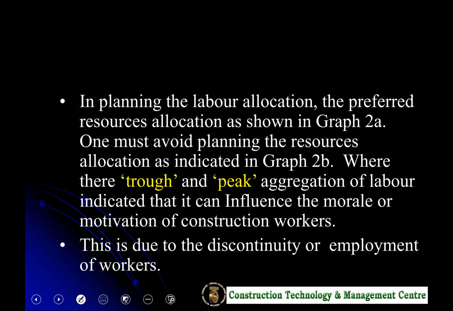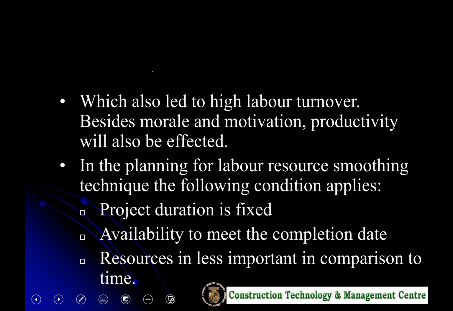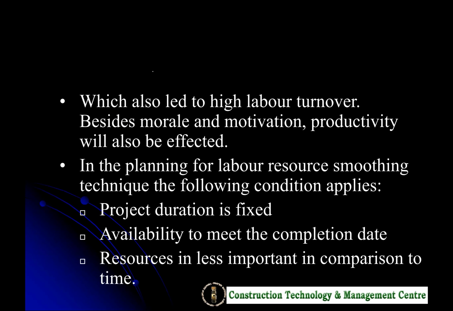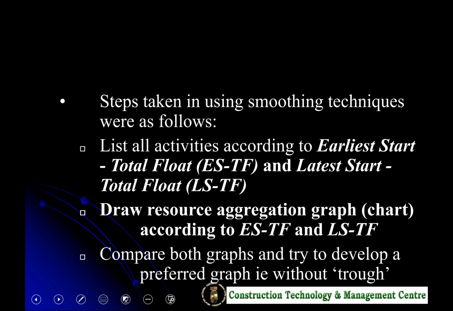Okay, now, all right. So resource smoothing. Project duration is fixed. We do not touch anything on the project completion date. Okay. Availability to meet the completion date, we do not touch on that date. Resource is the one that we can play around. The third one is basically that resource we can play around, meaning to say we can add more resources if we need. Okay, so that is the situation.